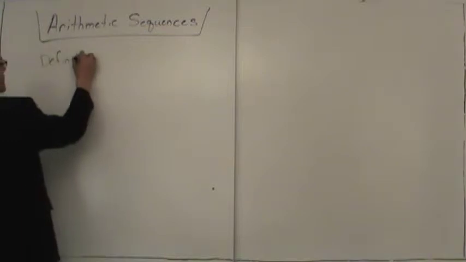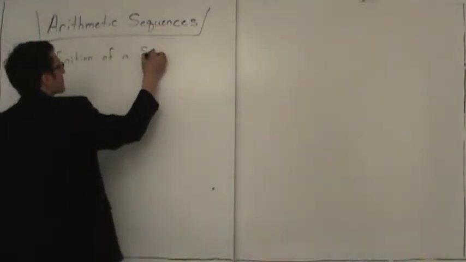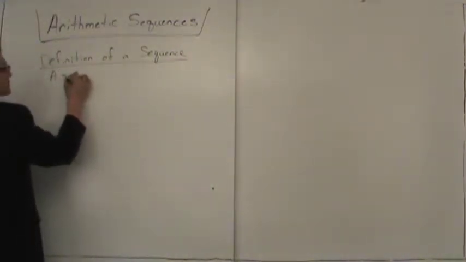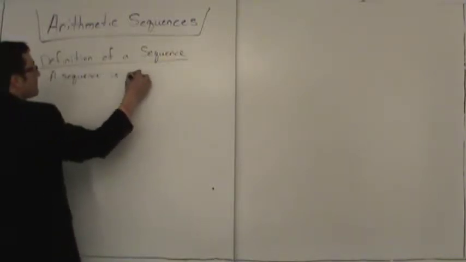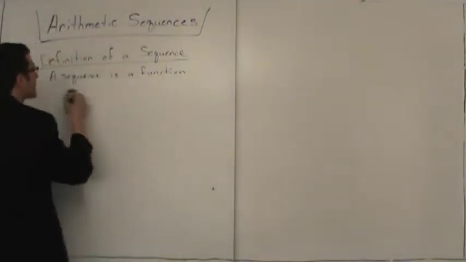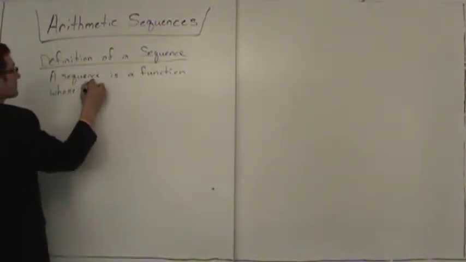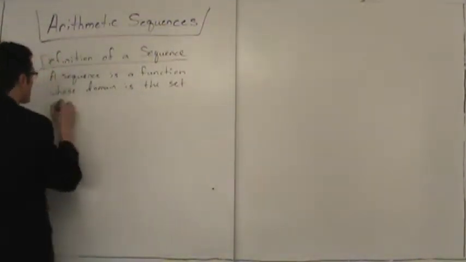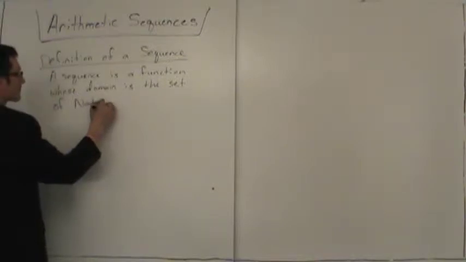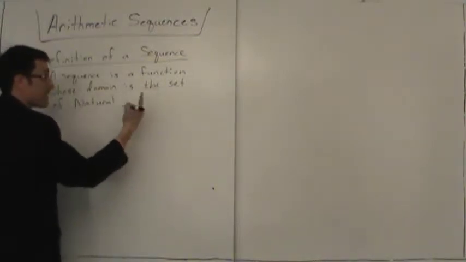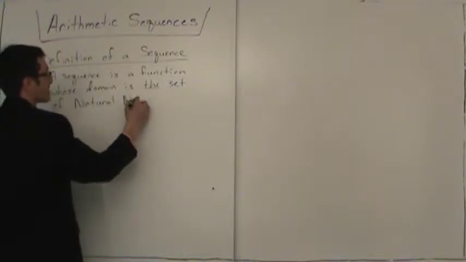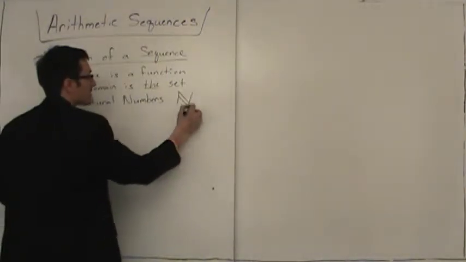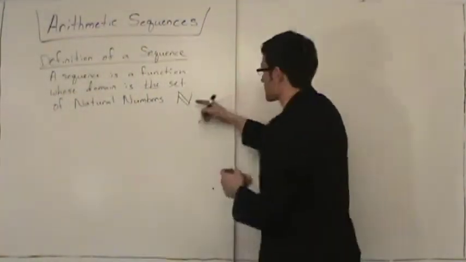Okay, so the definition of a sequence: a sequence is a function, can be graphed, whose domain is the set of natural numbers. Now, not a set, but the set. The natural numbers are a specific set of numbers, okay? There is just one set of natural numbers, and the symbol for natural numbers is a capital N with two lines. It's a special symbol, okay?